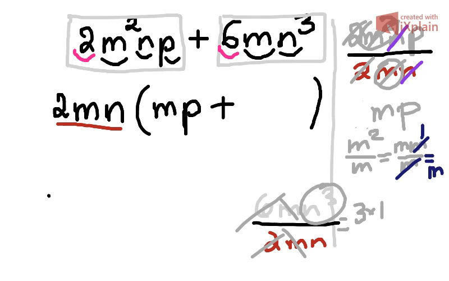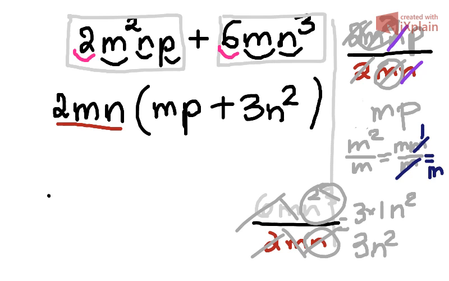And n cubed divided by n. If we have n cubed, we have n times n times n. So one of those n's cancels with the one on the bottom. So we are going to be left with n squared. So 3 times 1 is 3, 3n squared. So that's the second element we have here.